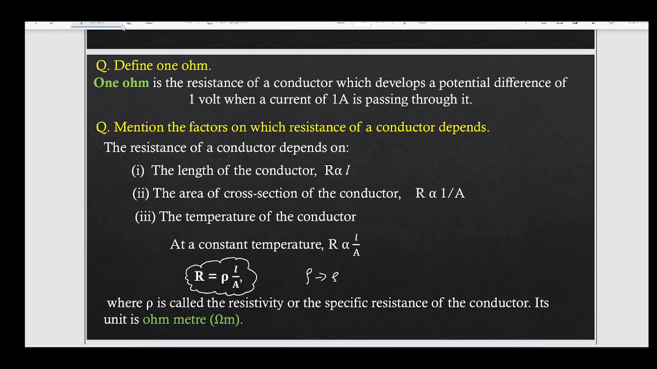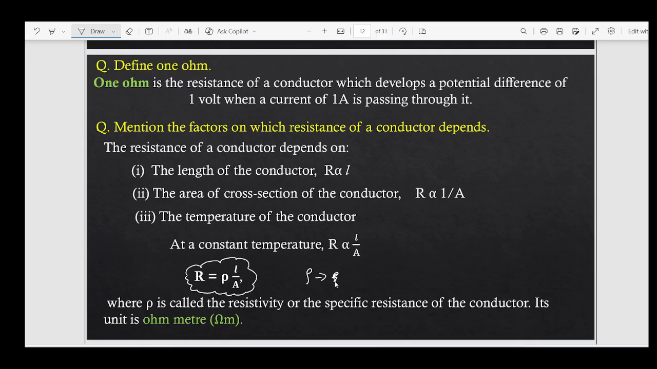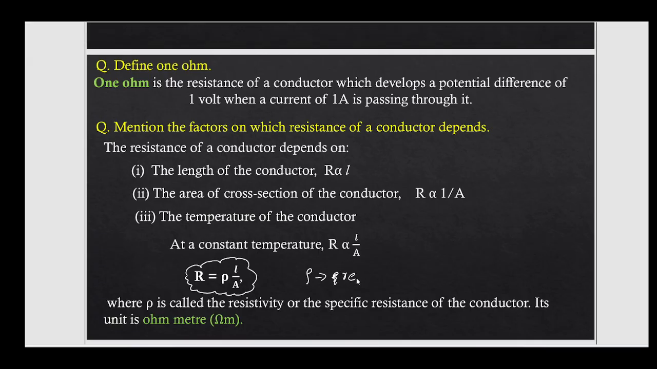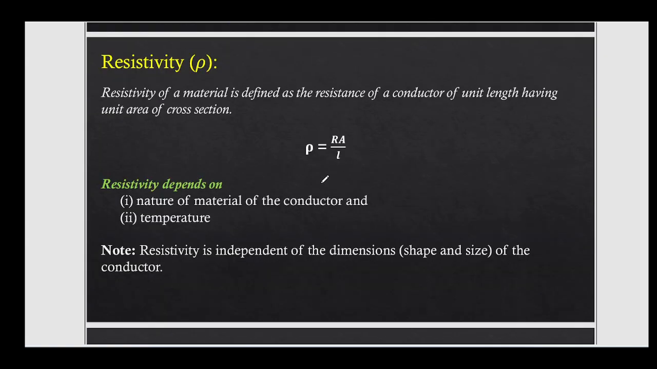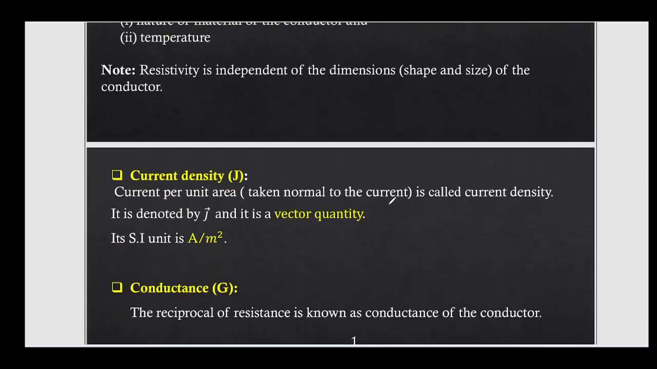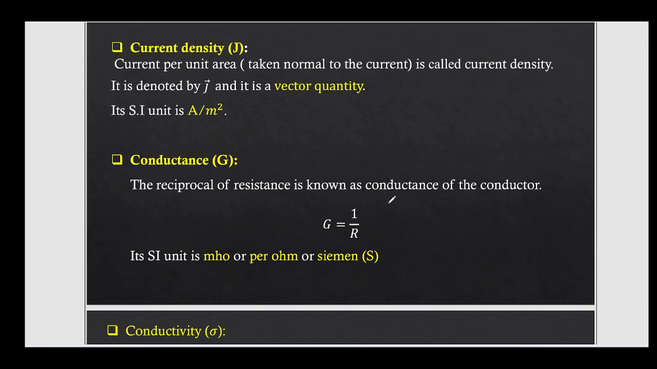Rho is called the resistivity. Let me just write here, resistivity. Also, it is termed as specific resistance. So R is equal to rho L by A. So rho is equal to RA by L. That is also there. Then we have current density.